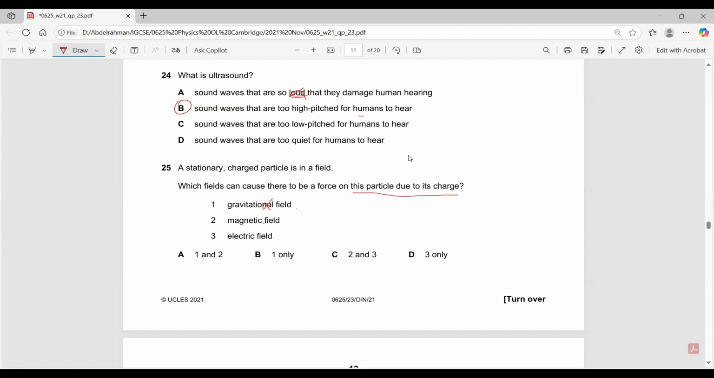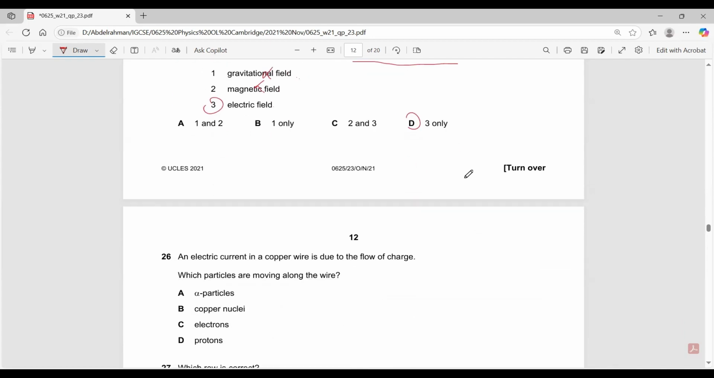A magnetic field, would the magnetic field affect a positive or negative charge? I'm not talking about a north pole or a south pole. I'm talking about a positive or a negative charge. Would the magnetic field affect it? No, it would not. So the only one is the electric field. Electric is a positive and a negative field. Yes, it would definitely attract or repel this charge.